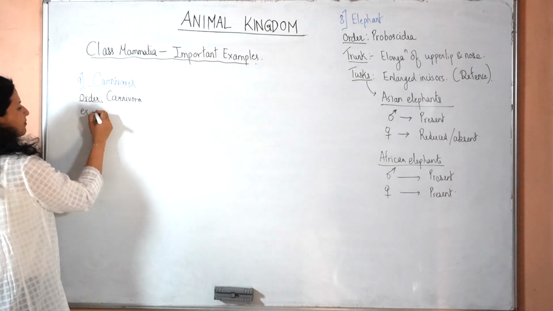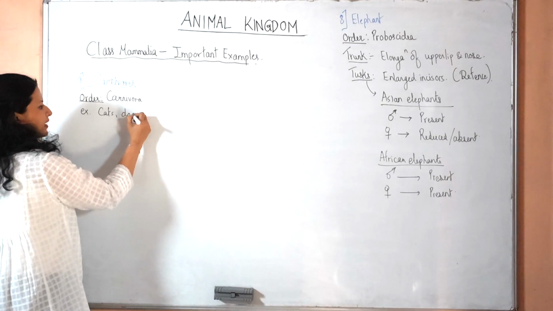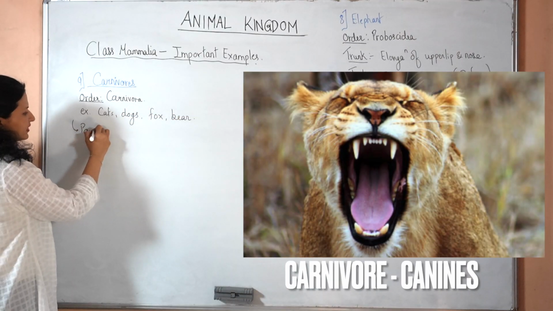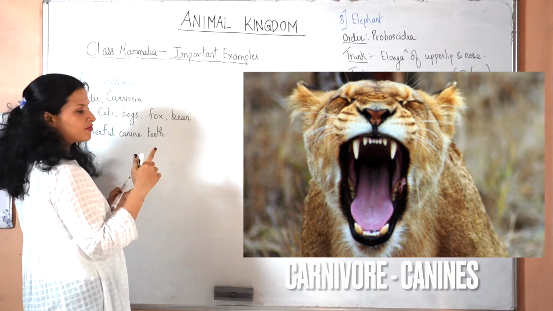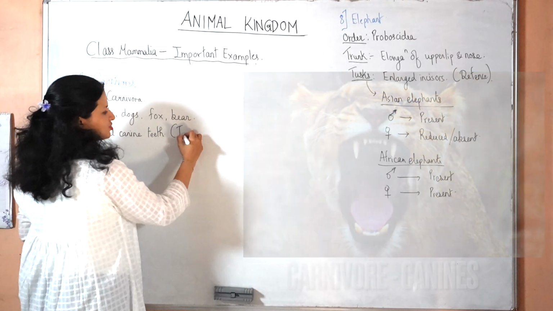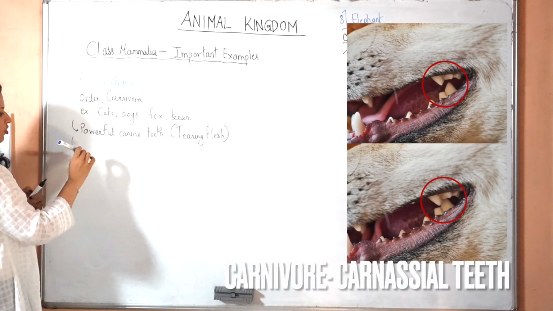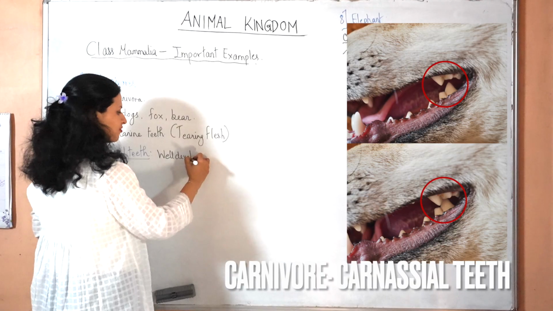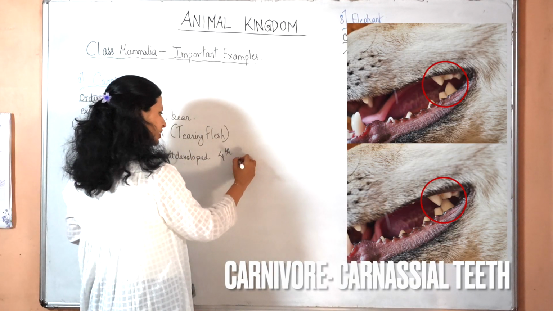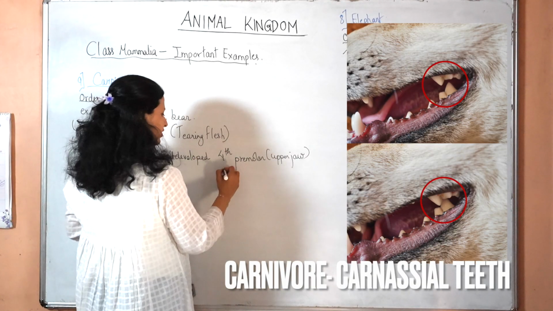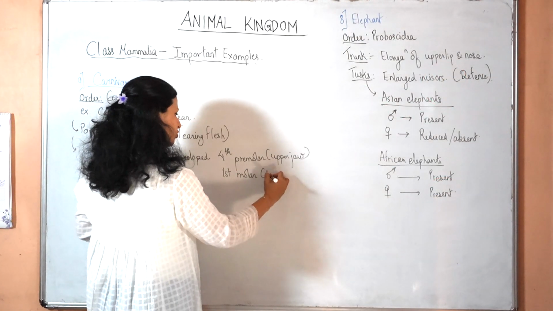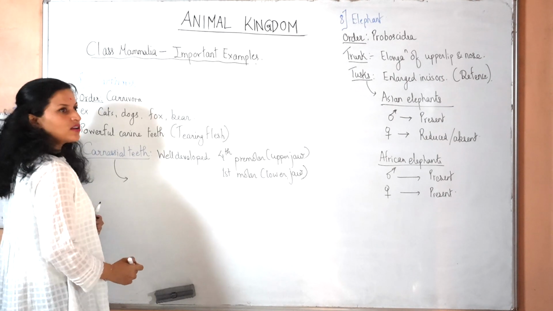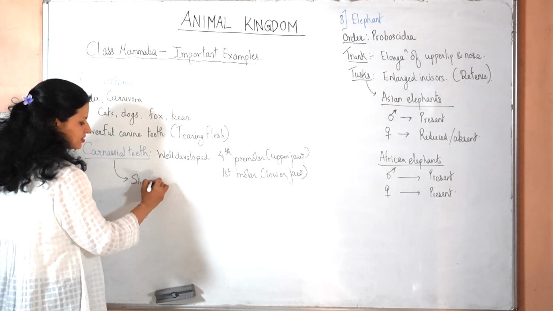Moving on to the carnivores, order Carnivora. This will include examples like cats, dogs, tiger, lion, fox, bear, etc. They have powerful canine teeth. Canines are very strong for tearing flesh. They are also known to show something called carnassial teeth. What are carnassial teeth? Carnassial teeth are the well developed fourth premolar of the upper jaw and first molar of the lower jaw, which are extra well developed, and these are known to slice meat nicely.